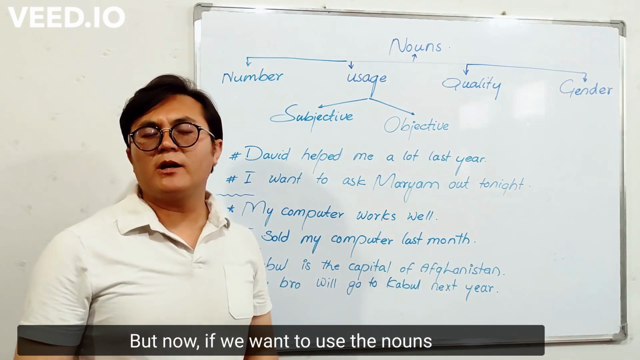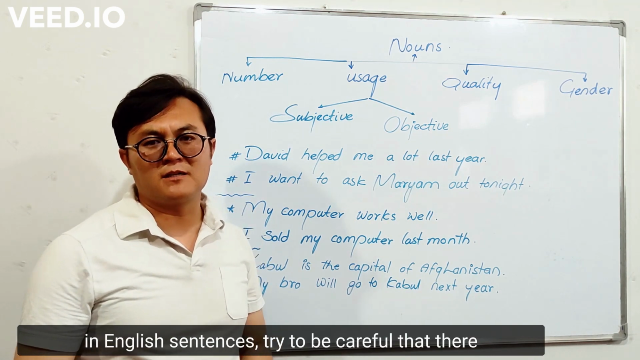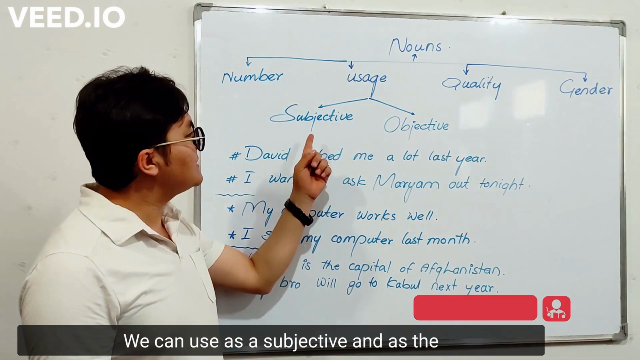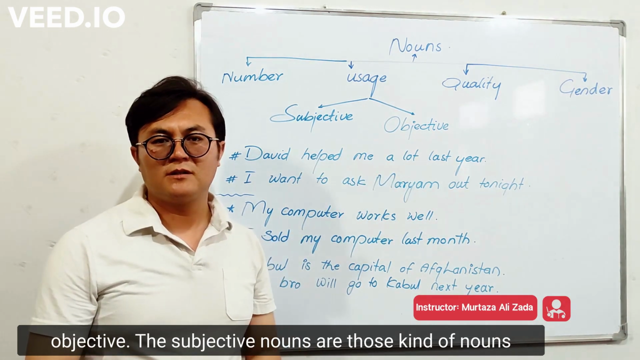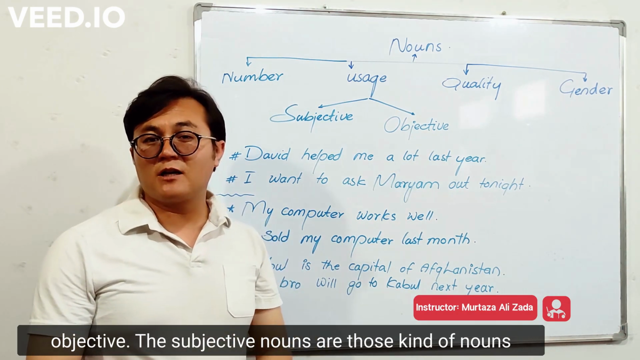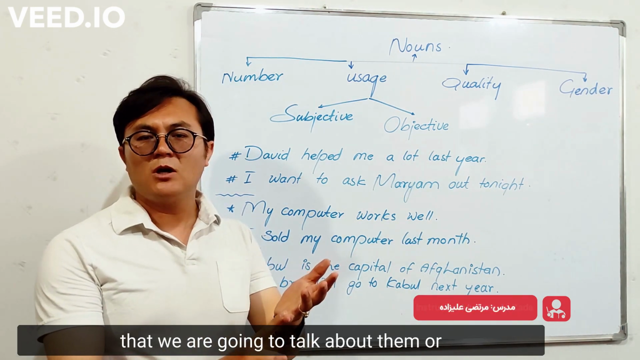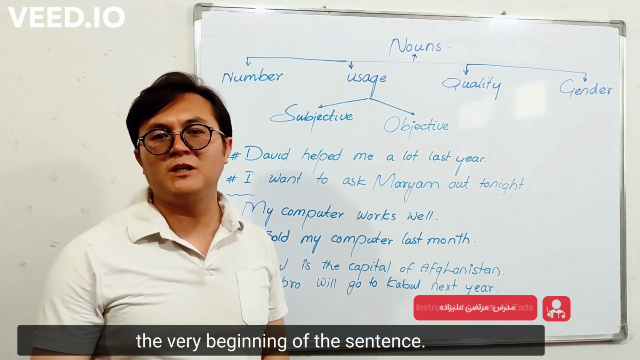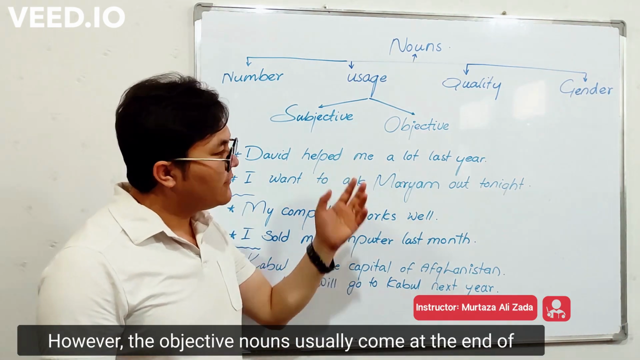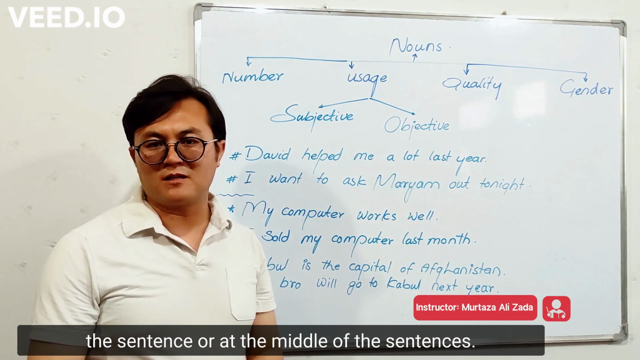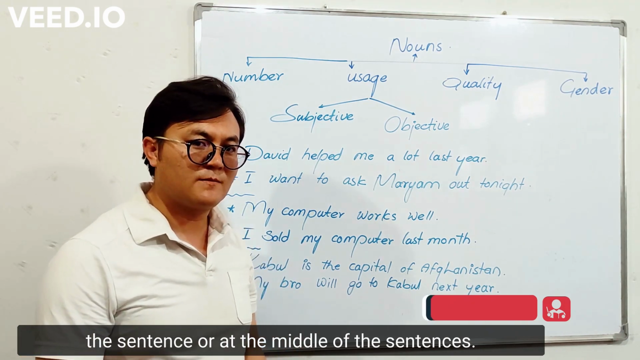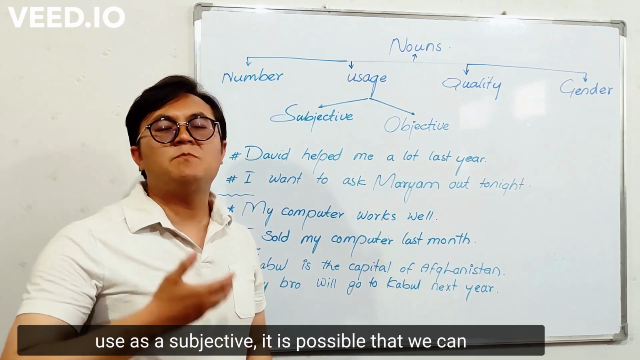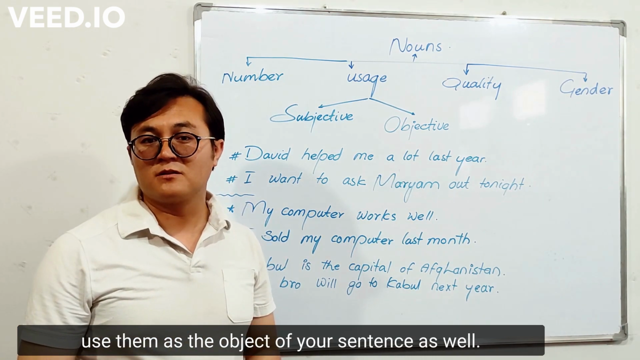But now, if we want to use nouns in English sentences, try to be careful that there are two common ways that we can use them. We can use them as the subjective and as the objective. The subjective nouns are the kind of nouns that we are going to talk about, or they're the doer of the action. We usually use subjective nouns at the very beginning of the sentence. However, objective nouns usually come at the end or in the middle of the sentence. Do not forget that a noun we use as the subjective can also be used as the objective of your sentence.